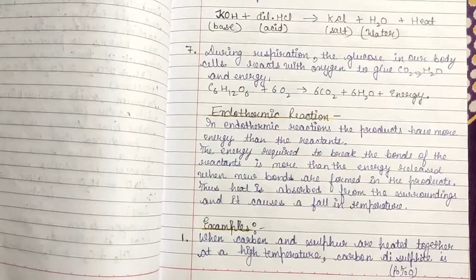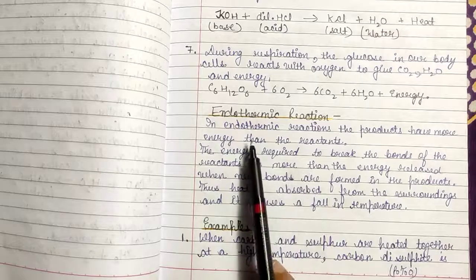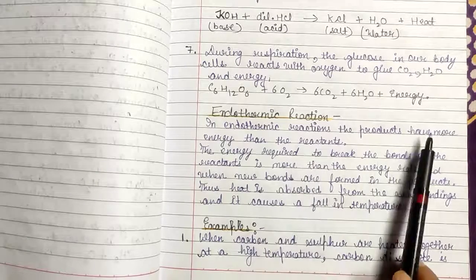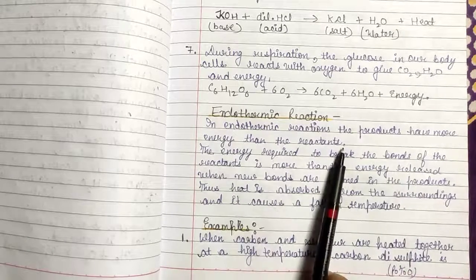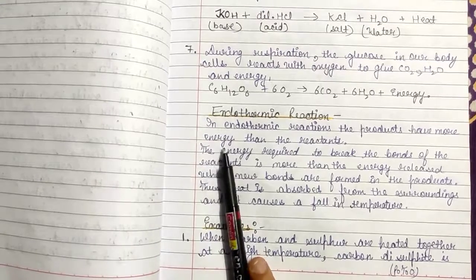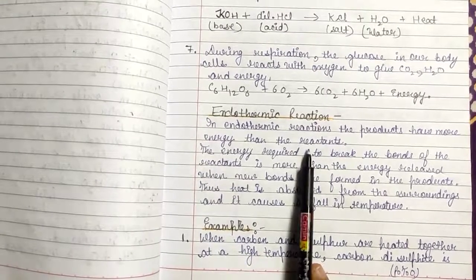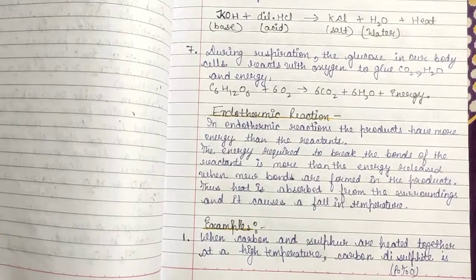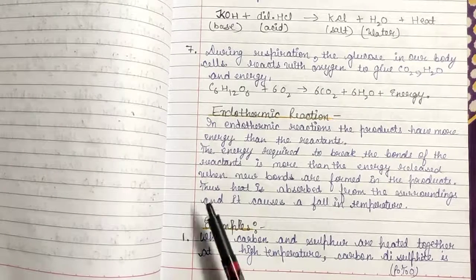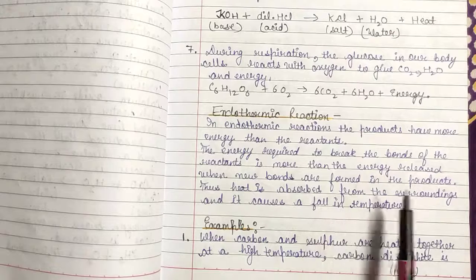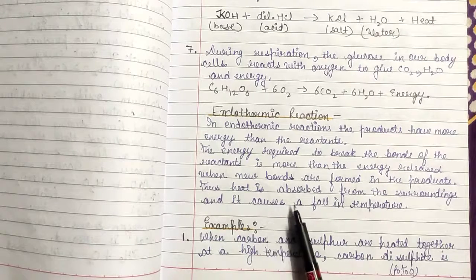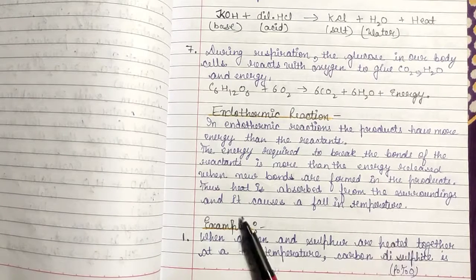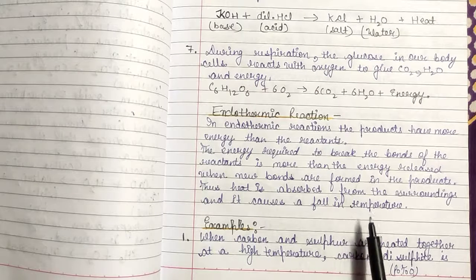Endothermic reactions are those reactions in which the products have more energy than the reactants. So the energy required to break the bonds of the reactants is more than the energy released when new bonds are formed in the products. Thus heat is absorbed from the surroundings and it causes a fall in temperature.